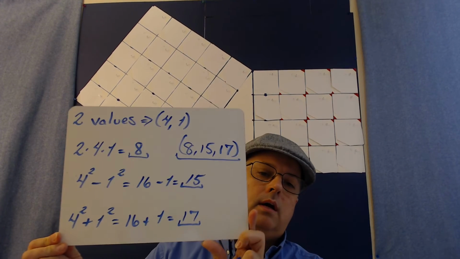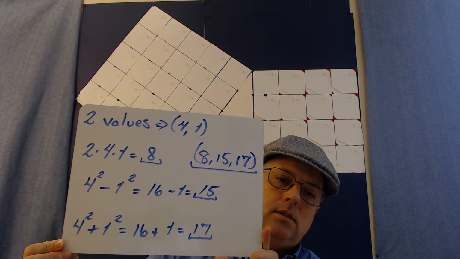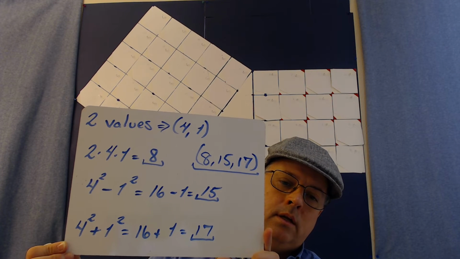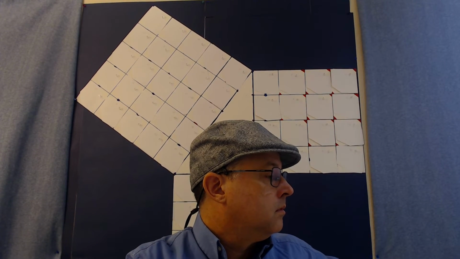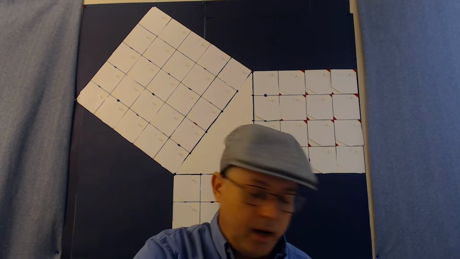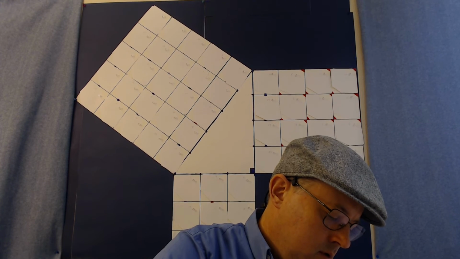By going through this algebraic process, let's now actually write out the formula with some variables. Okay, so the idea is that we're going to choose two values, and we will call them m and n.